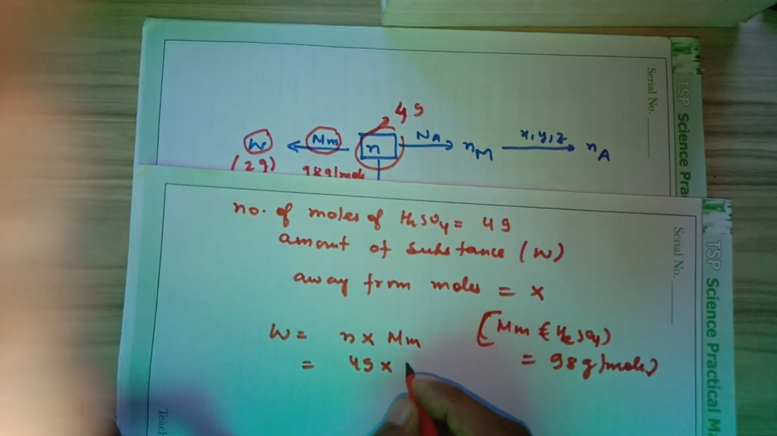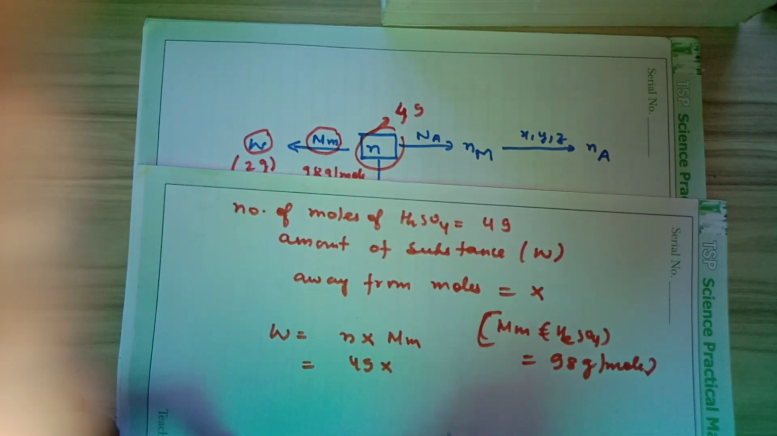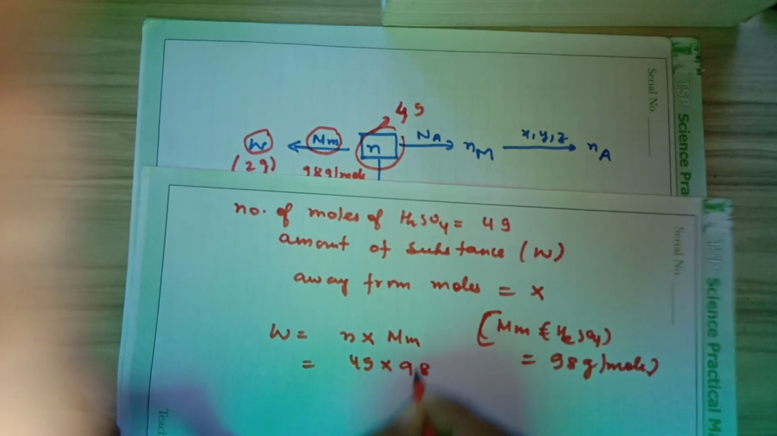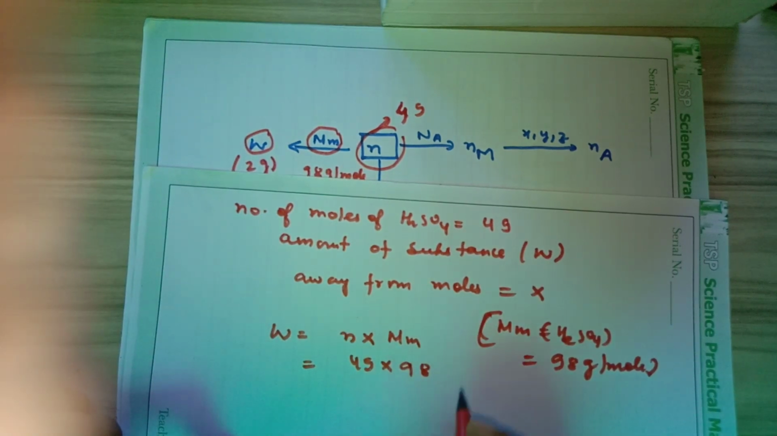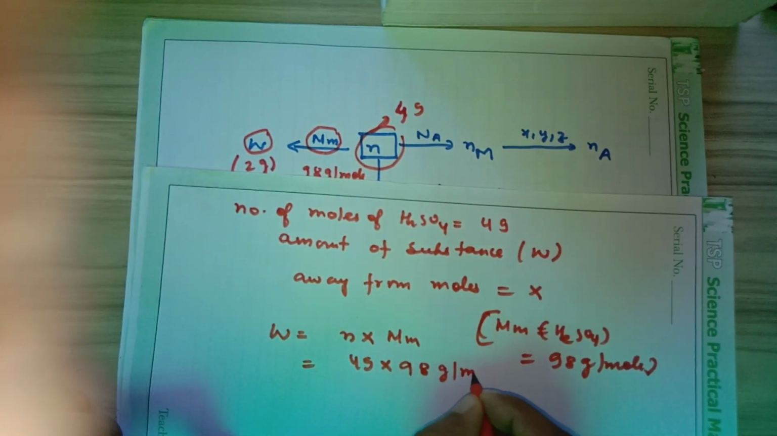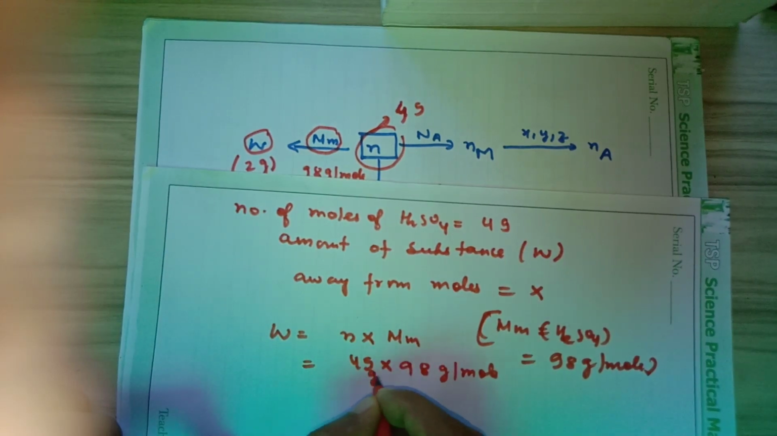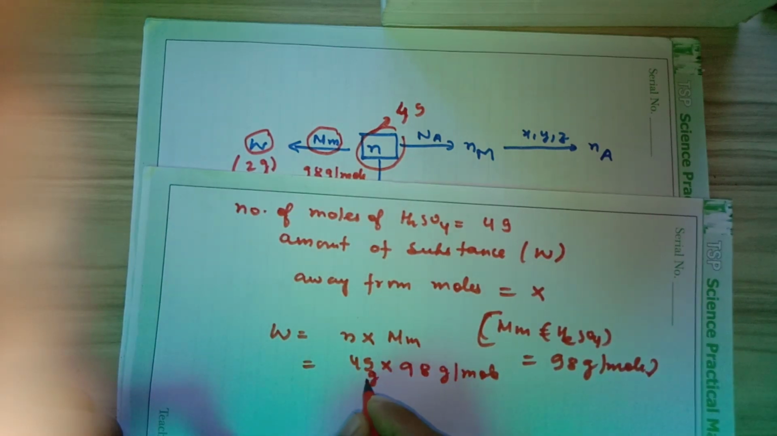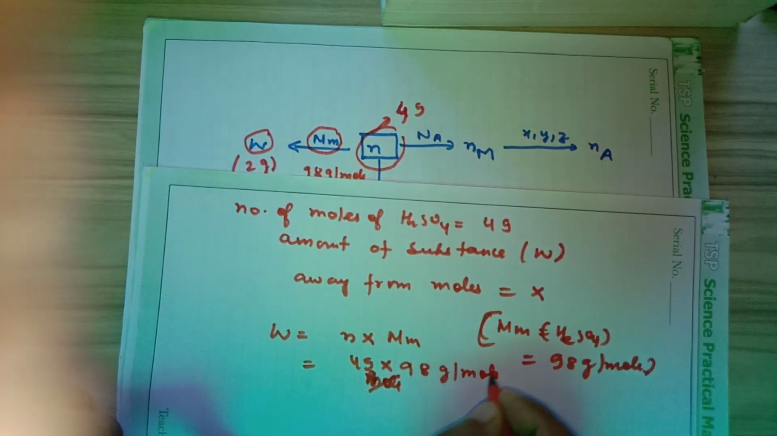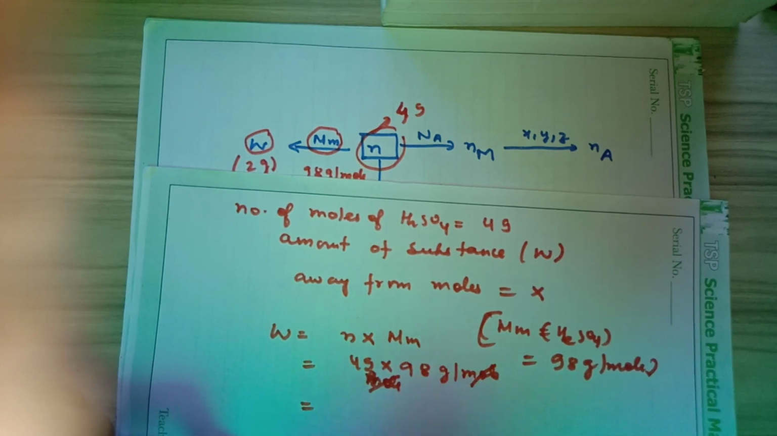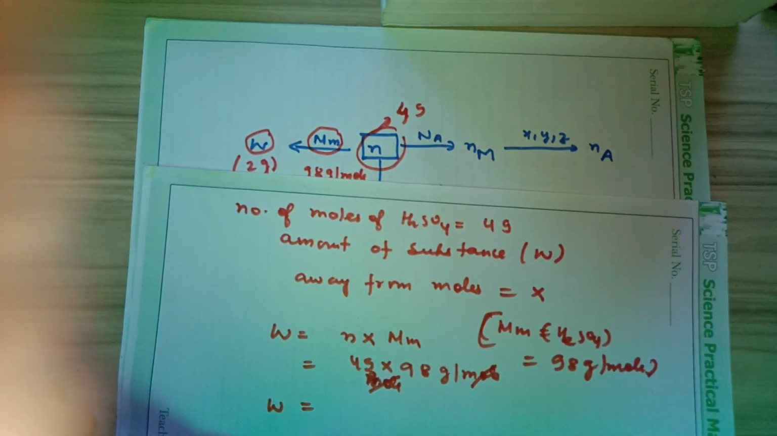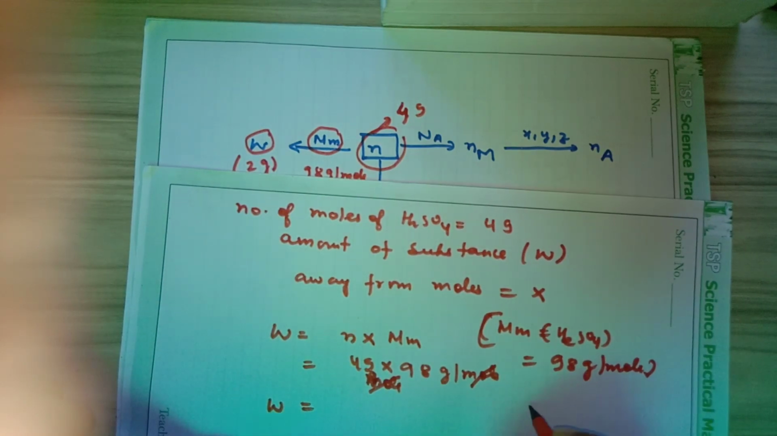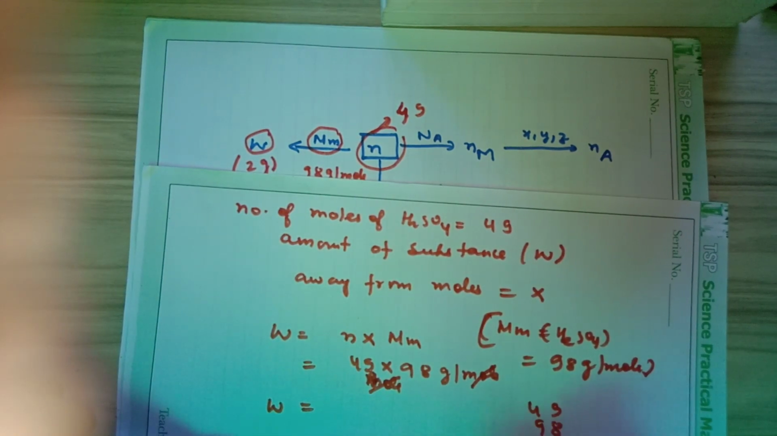So it will be 49 into 98. That will be gram per mole. Sorry, it is moles. So mole and mole cancel out. It will be gram only. So we'll multiply it and we'll get the weight of the given substance. So it will be 49 into 98.